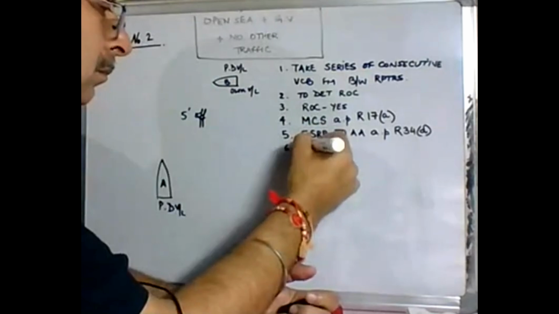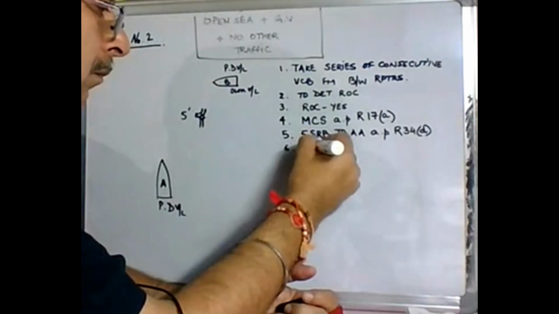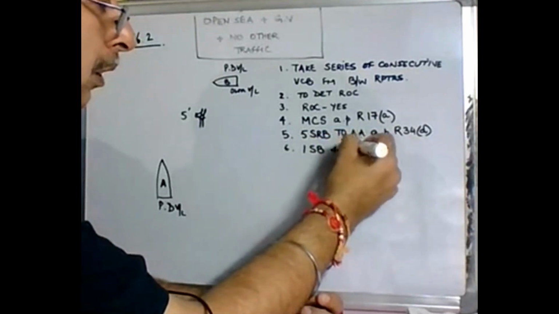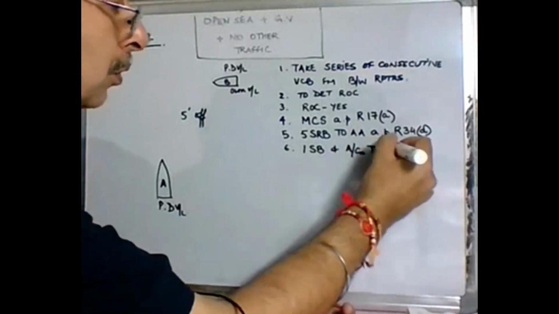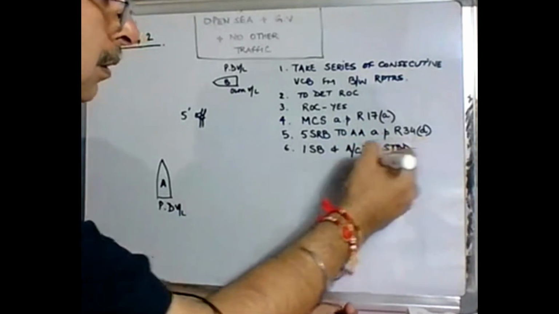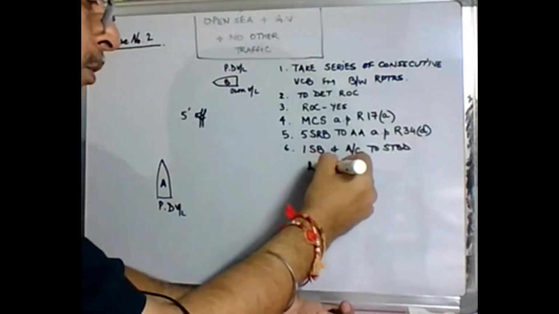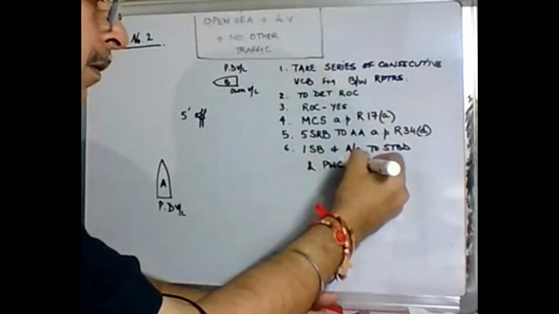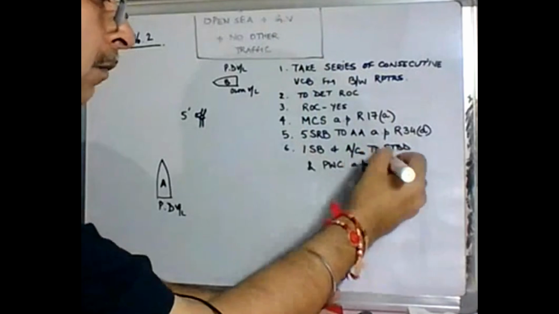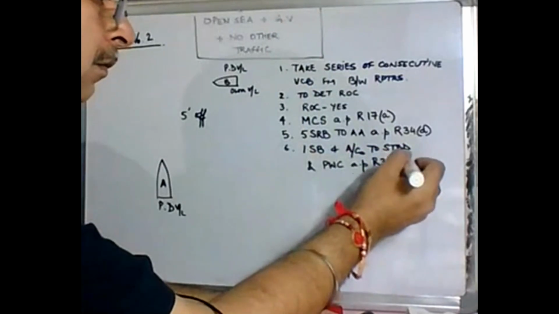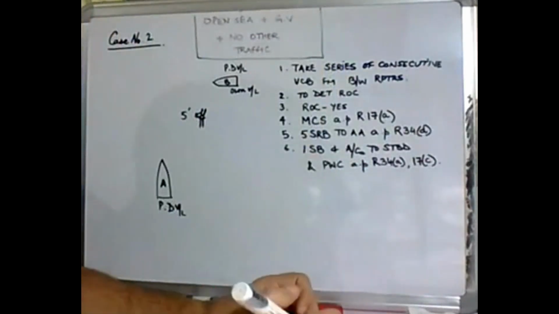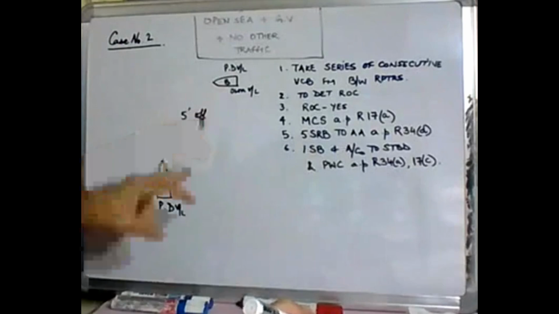Alter to starboard or reduce speed. One short blast and alter course to starboard and pass well clear. And this is as per 34 alpha and 17 Charlie. So 17 Charlie says do not alter course to port.